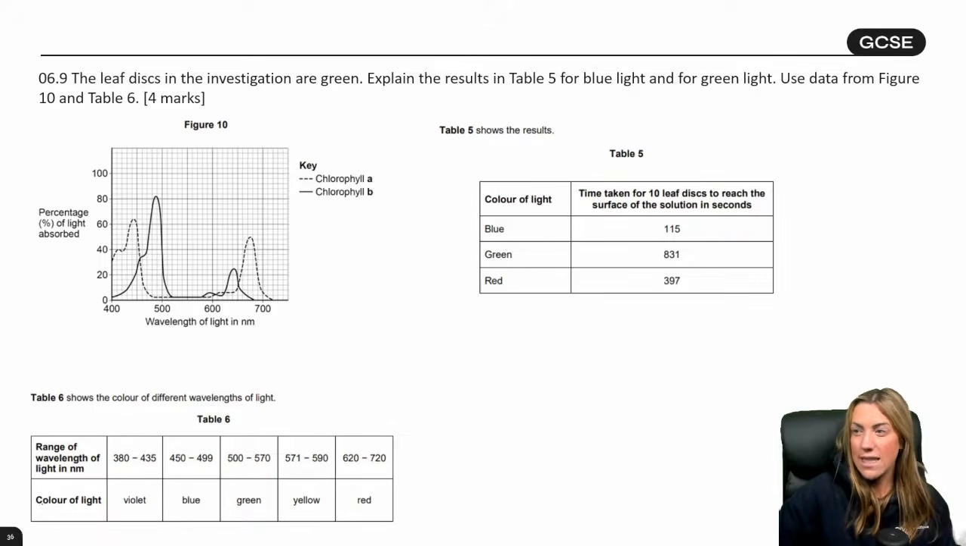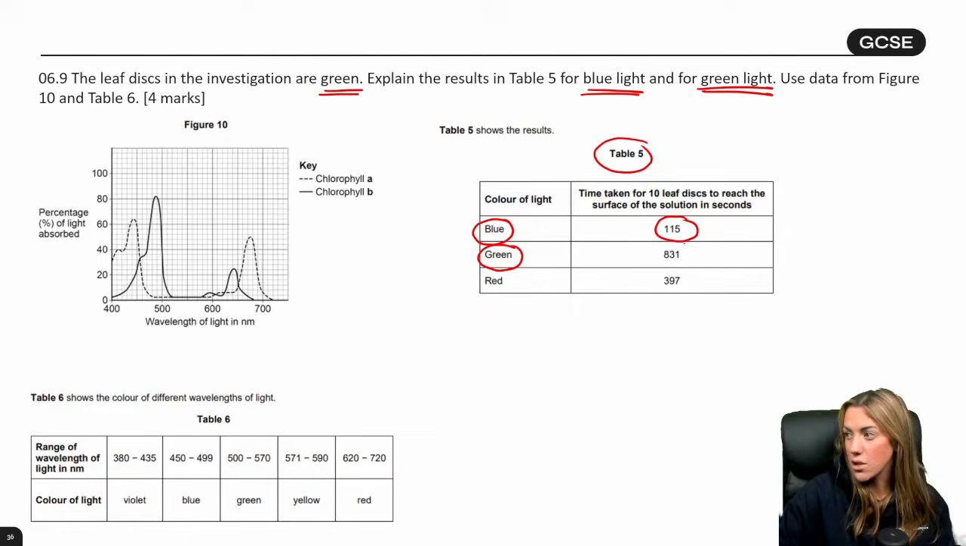Okay, the leaf discs in the investigation are green. Explain the results in table 5 for blue light and for green light. Let's just highlight that straight away so we end up talking about the right colours, because some students would talk about all three colours and you're not asked to do that. You're only asked to talk about the results in table 5 for blue light and green light. Use data from figure 10, which is repeated here, and table 6, which is repeated here. This is going to be a really hard question. It's the last question on the test.